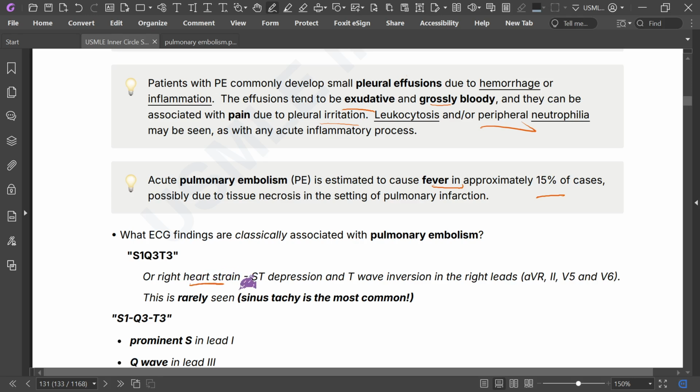Right heart strain shows ST depression and T inversion in the right leads, AVR. This is rarely seen. Sinus tachycardia is common. So in pulmonary embolism, S1Q3T3 is seen, or right heart strain with T depression and T inversion in leads AVR, V5, V6.